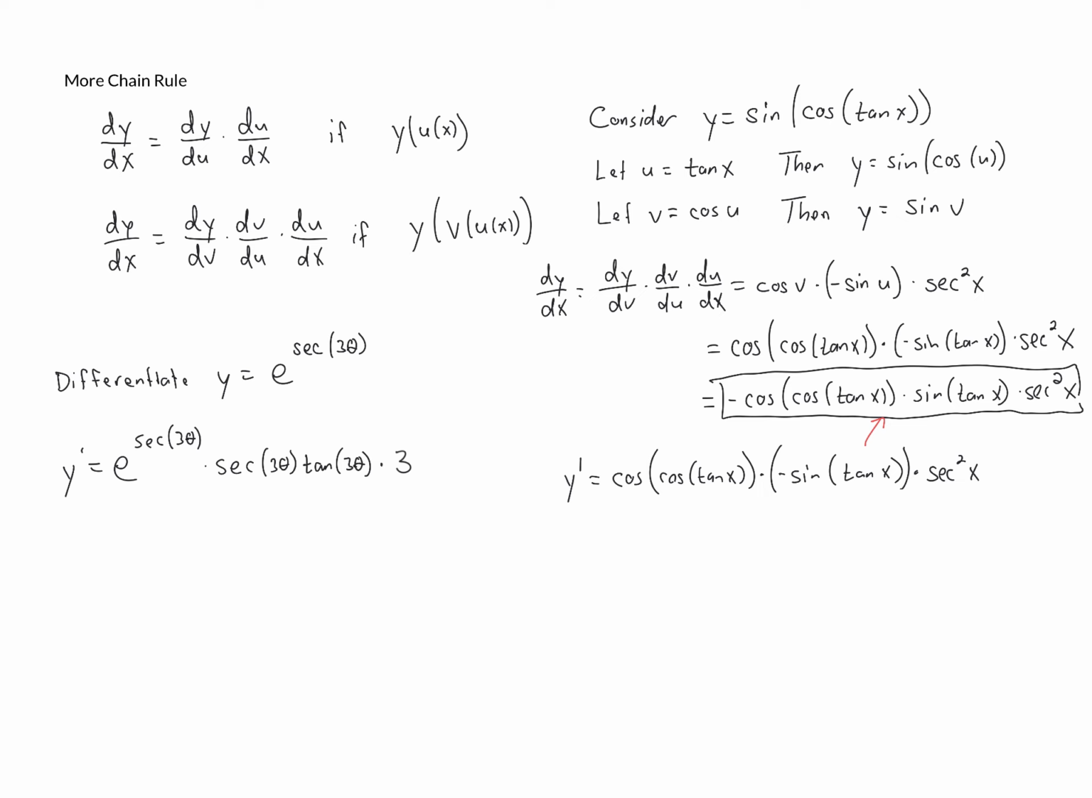And I know it's a lot to rewrite this just to move the coefficient out front, but it looks nicer. We end up with 3e to the secant of 3 theta times secant of 3 theta times tangent of 3 theta. And that is our derivative. So once we get good at this, we can go through these pretty quickly and easily.